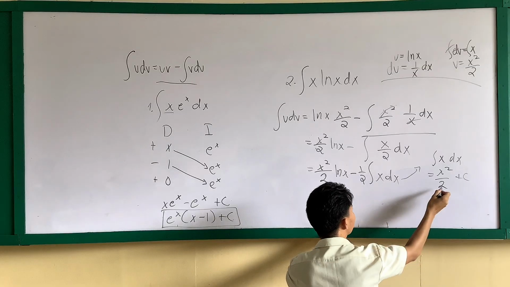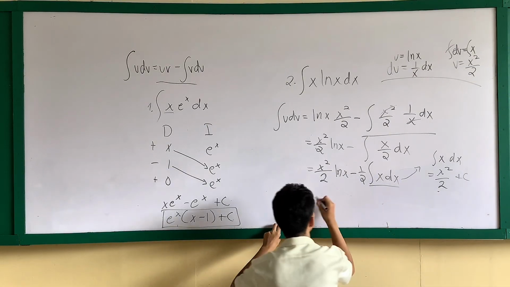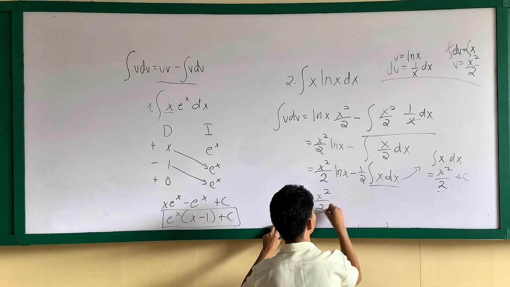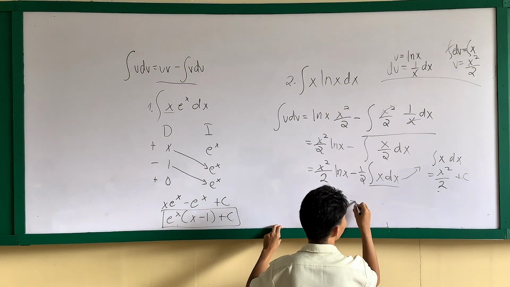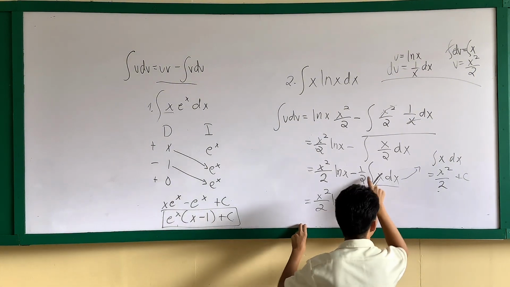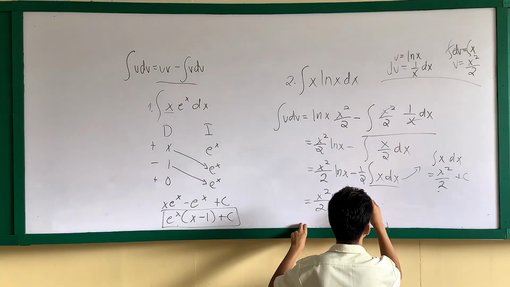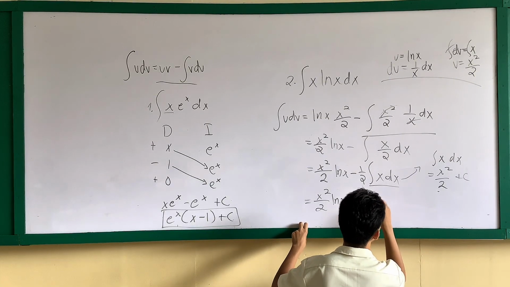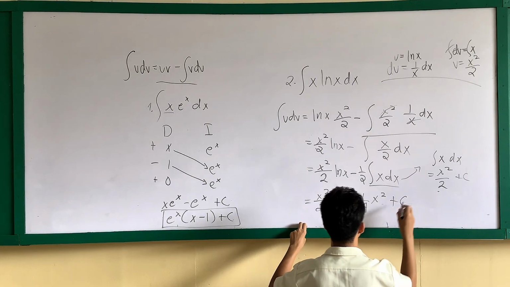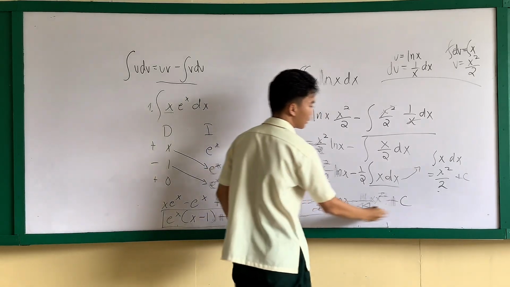So we need to substitute this here. So it's going to be x squared over 2 ln x minus 1 half times 2, which is 1 over 4 x squared plus c. So here's our final answer.